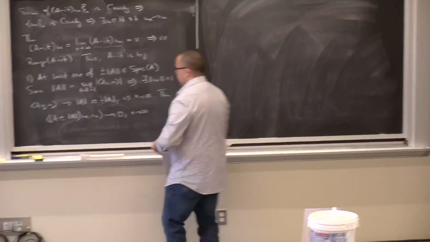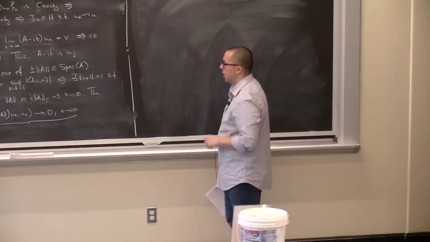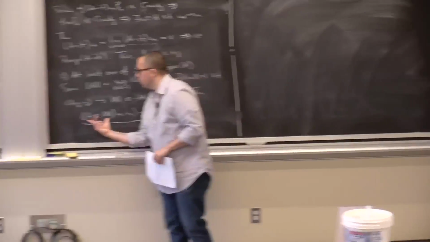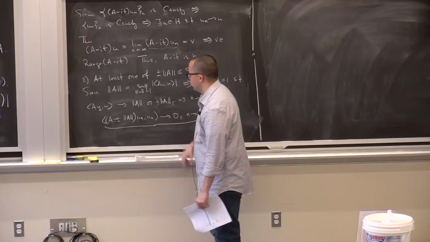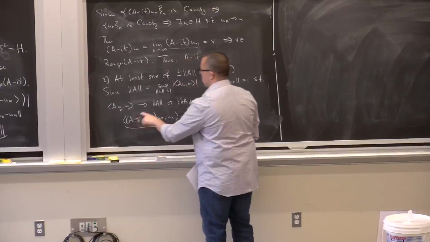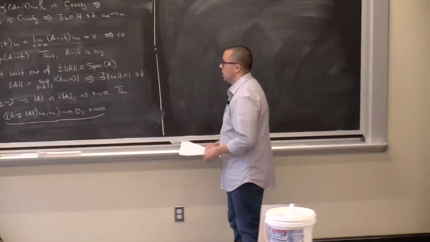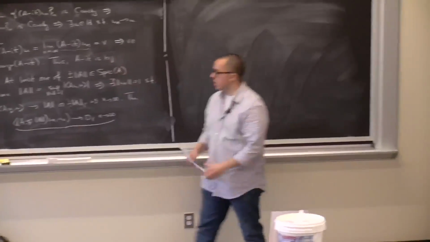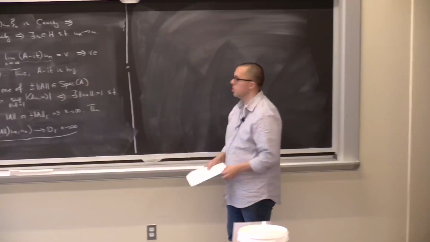I now claim that this property here implies that whichever sign we have, this operator appearing here cannot be invertible. So the minus corresponds to the plus sign, and the plus sign corresponds to the minus sign, if we have one of those. So I claim that this property here implies that this operator is not invertible, and therefore one of those is in the spectrum.